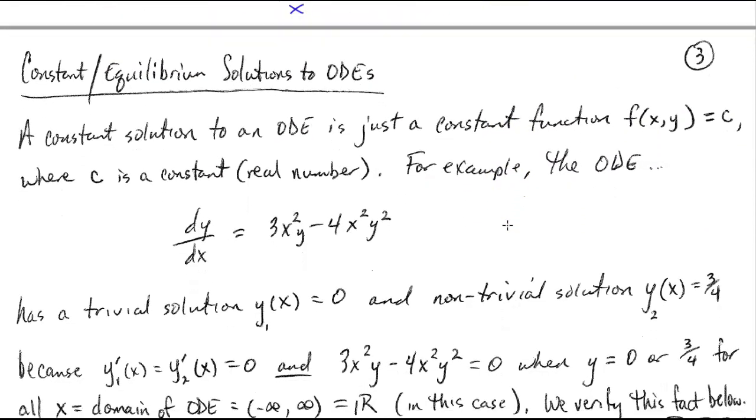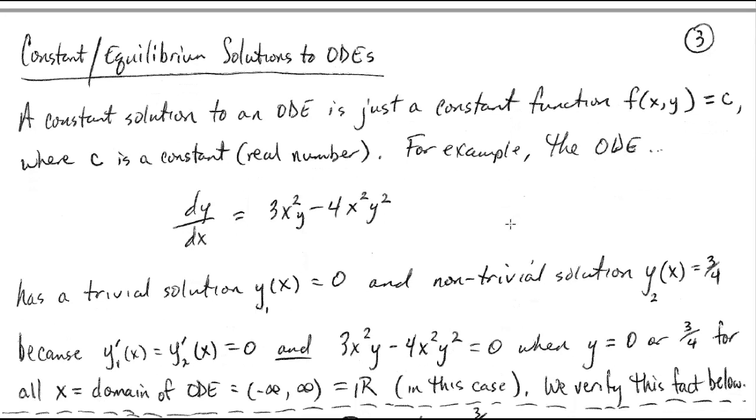So constant, or what we call equilibrium solutions. A constant solution to an ODE is just a constant function. So something like y equals 2 or y equals -8, where the constant c, of course, is just a real number. Now, if we look at this, let's say that y is equal to 5.